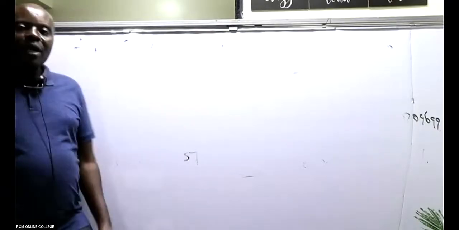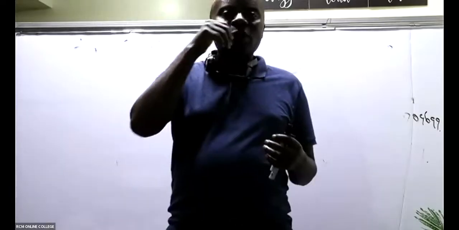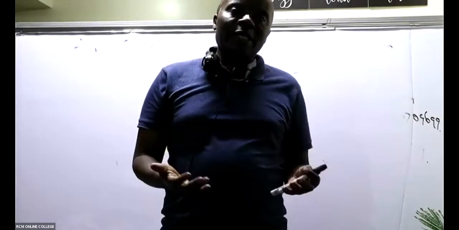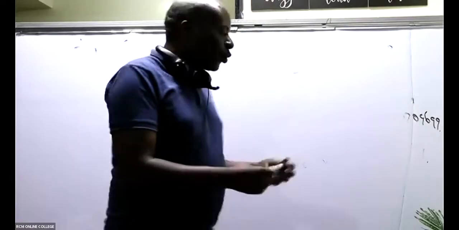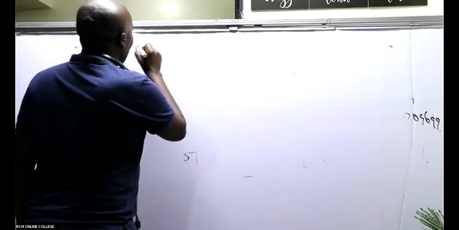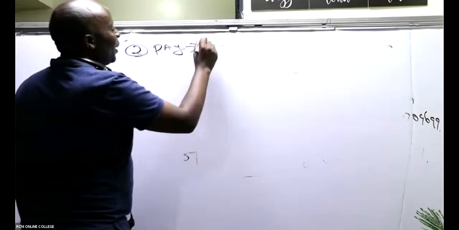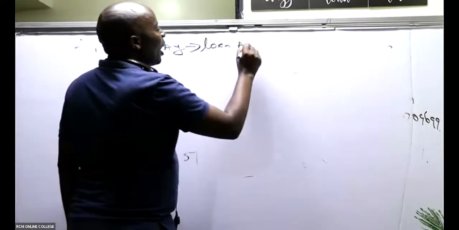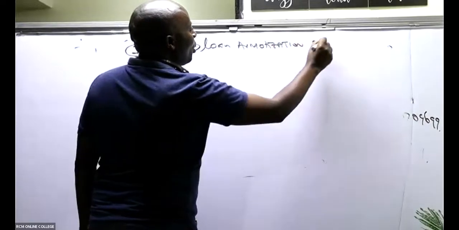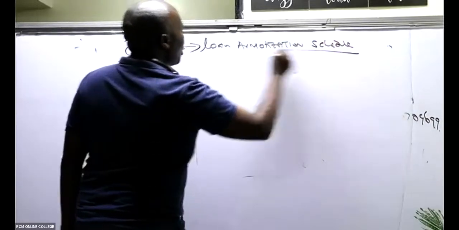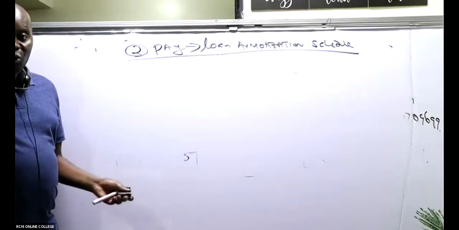Thank you so much. So then, having established a liability, the second thing that we need to do is to pay. So number two, the lease liability shall be paid. We normally pay it through a loan amortization schedule. So you prepare a loan amortization schedule, because now you know you owe.